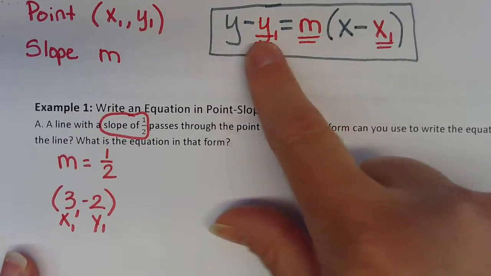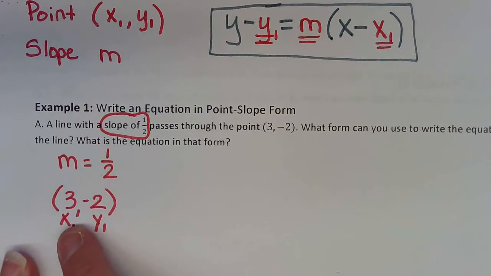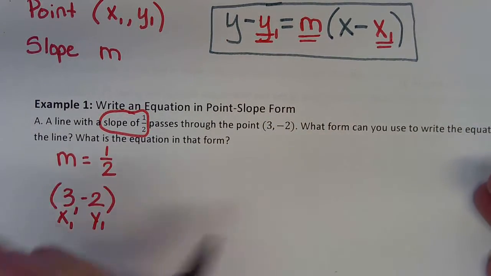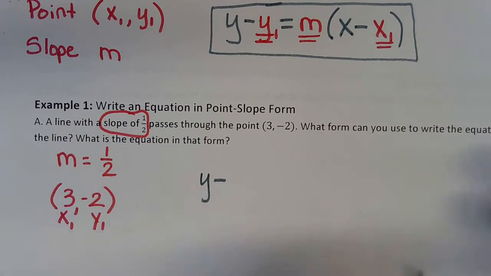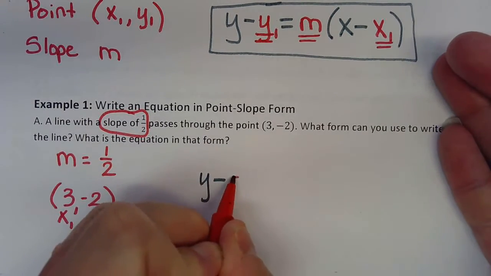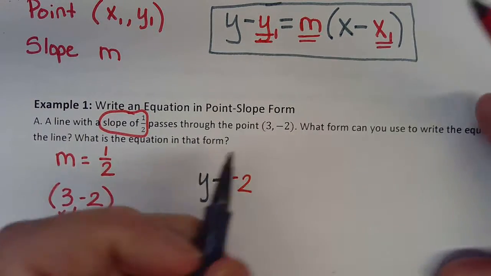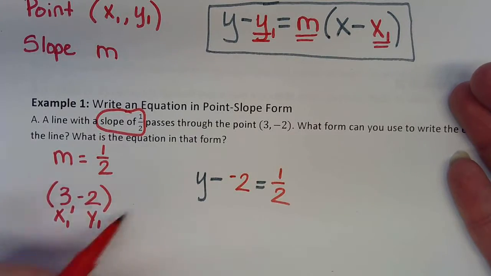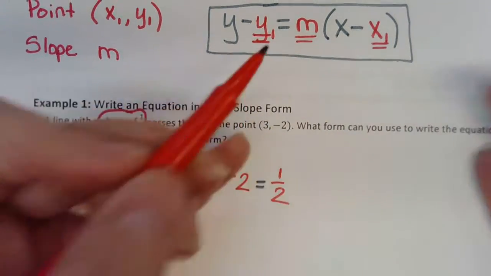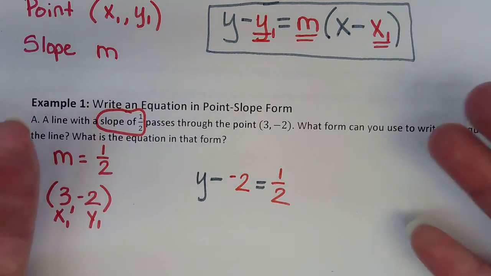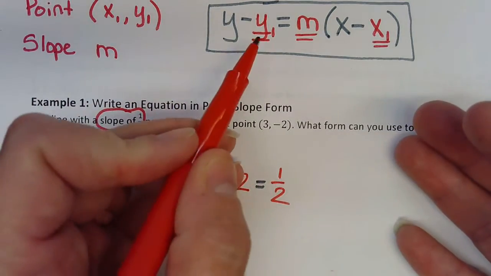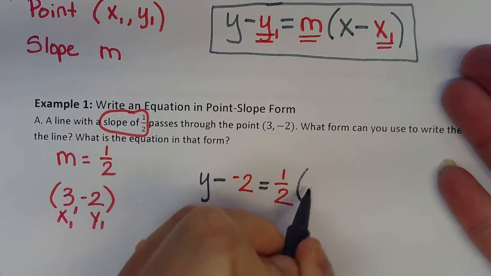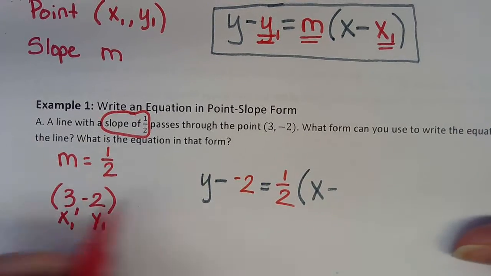So now, if I'm going to go back up here, I'm going to plug in m, x1, y1 into my equation. So we have y minus y1 is -2 equals m is 1/2. So all I'm doing is I'm taking these numbers and substituting them, which is the technical math term, substituting them in for those variables. So 1/2 parentheses x minus, and then x1 is 3.